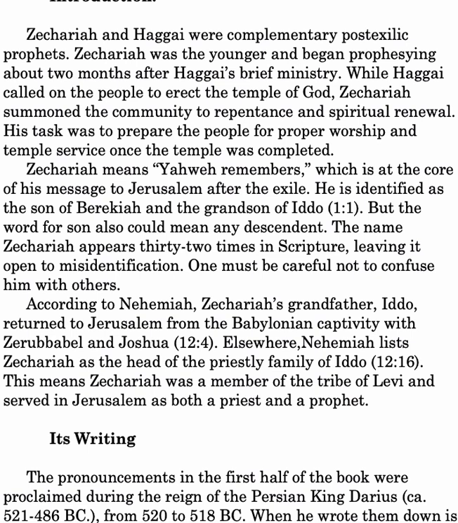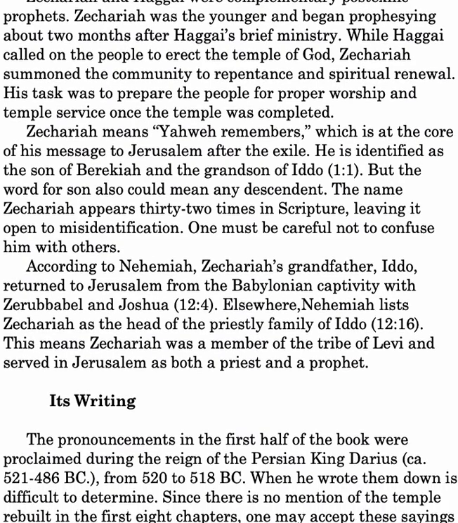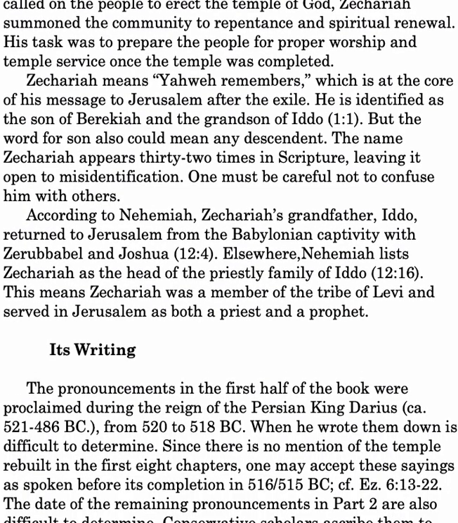According to Nehemiah, Zechariah's grandfather Iddo returned to Jerusalem from the Babylonian captivity with Zerubbabel and Joshua. Now, Joshua is the NIV translation. The other translations, some of them are going to say Jeshua. All right. Elsewhere, Nehemiah lists Zechariah as the head of the priestly family of Iddo. This means Zechariah was a member of the tribe of Levi and served in Jerusalem as both a priest and prophet. So he had some very good credentials.